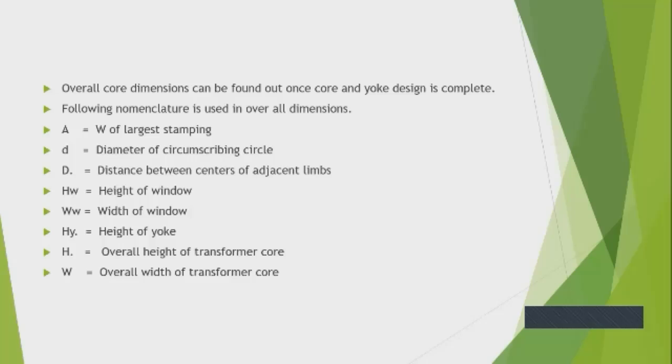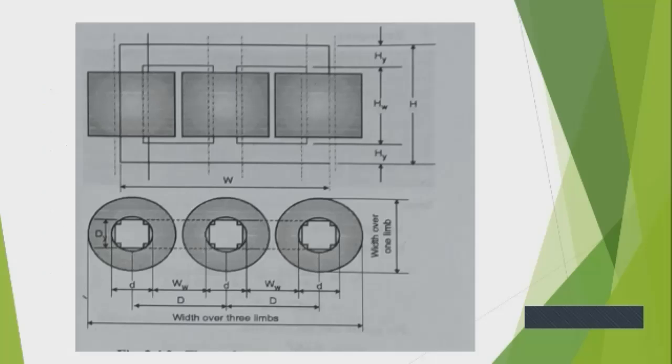SW is equal to height of window. WW is equal to width of window. HY is equal to height of yoke. H is equal to overall height of transformer core. W is equal to overall width of transformer core. Width over three limbs. Nomenclatures are the same.